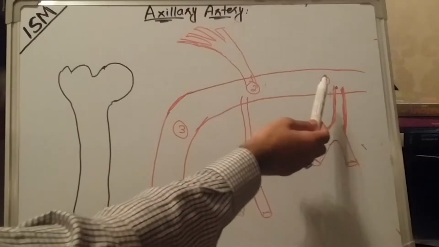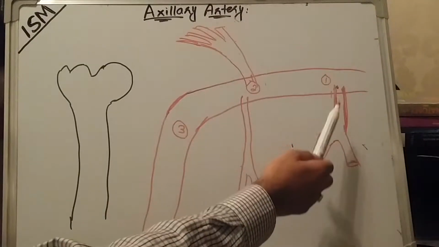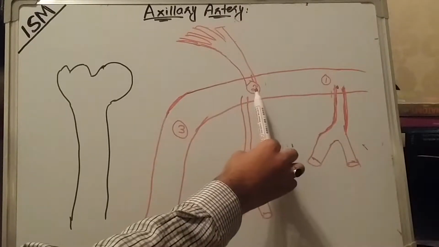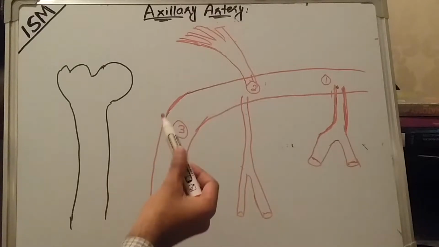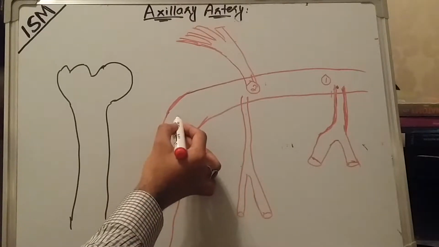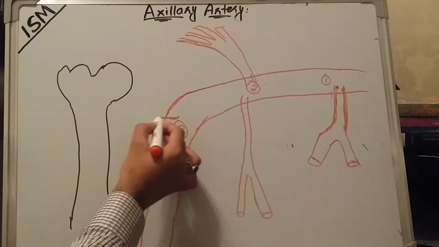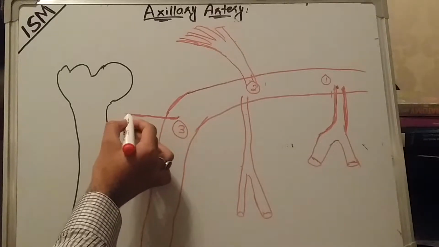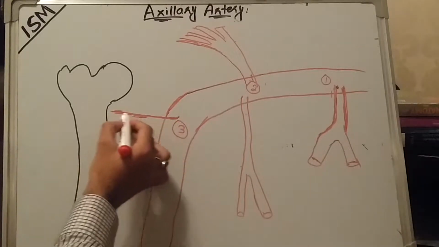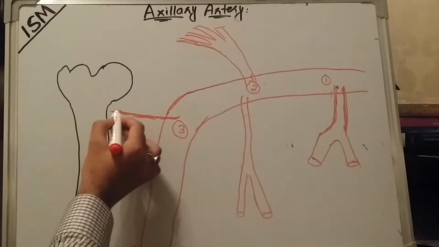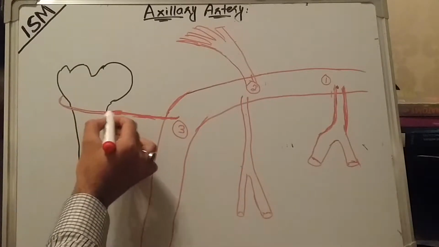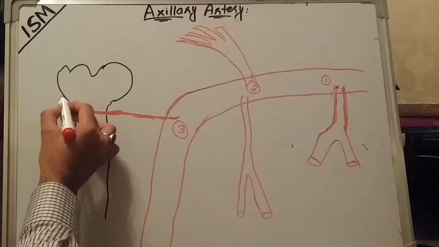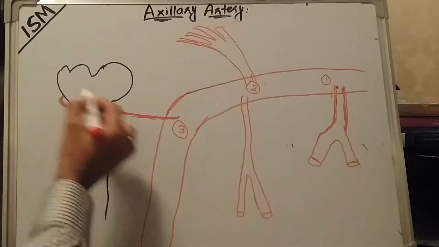As the name suggests, the first portion gives only 1 branch, the second portion 2 branches, and the third one, that is 3 branches. The first branch originating is the anterior circumflex artery. Circumflex means circle, and it's around the surgical neck of the humerus.